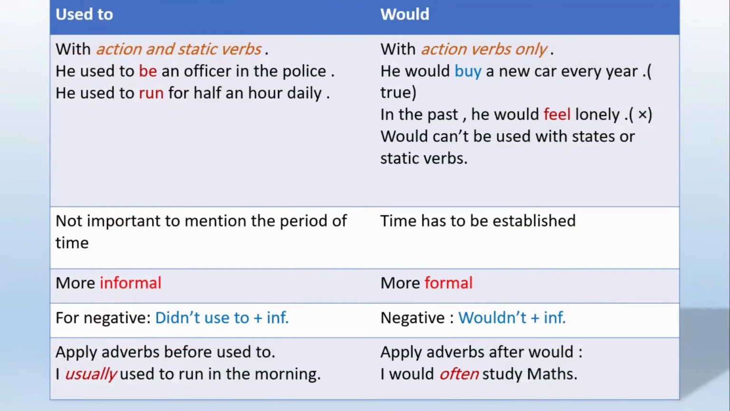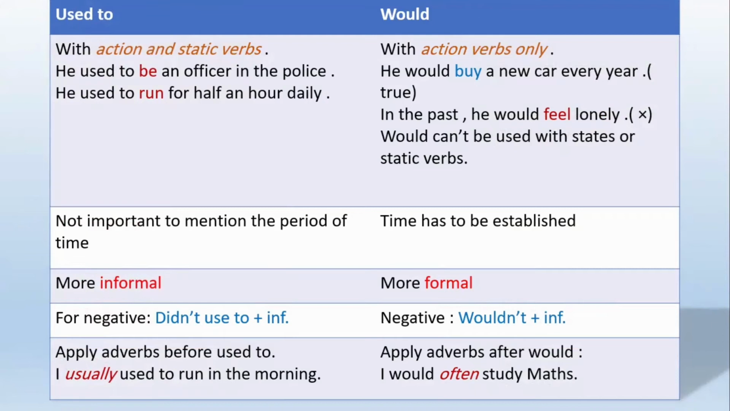compare between this way, that is would plus the infinitive form to express a habit in the past, and used to plus infinitive form to express a habit in the past. What is the difference? Used to plus infinitive and would plus infinitive both are used to express past habits, but we have some differences between them. What are the differences between used to and would?